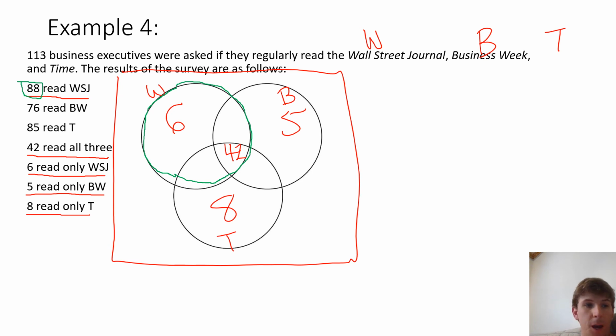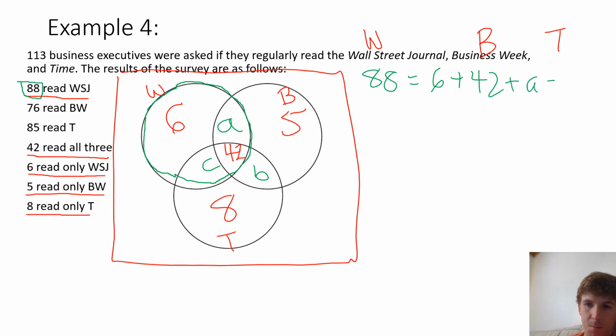I'm just going to define some letters here. I'll call this A, I'll call this B, and I'll call this C. So based on that 88 that is inside that green circle, 88 has to equal 6 plus 42 plus A plus C. In other words, if I subtract that 48 over, I know 40 equals A plus C.